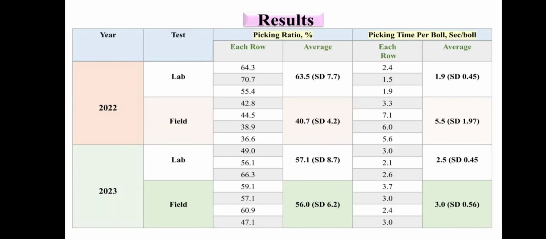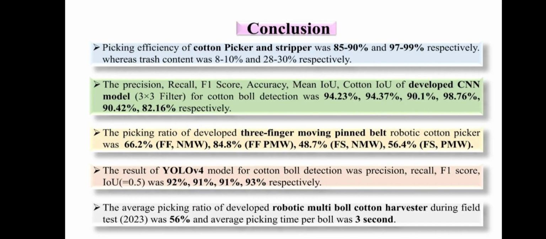So the results are as expected, and we can actually overcome the manual way of cotton harvesting with this robotic way of harvesting. This project shows that the precision is there, accuracy is there, and the picking ratio is increased, as well as the average picking time per ball is also improved. So this is all about this project. Thank you.